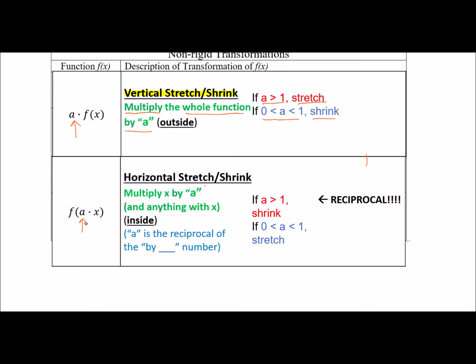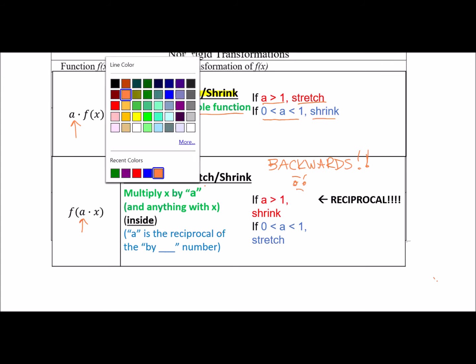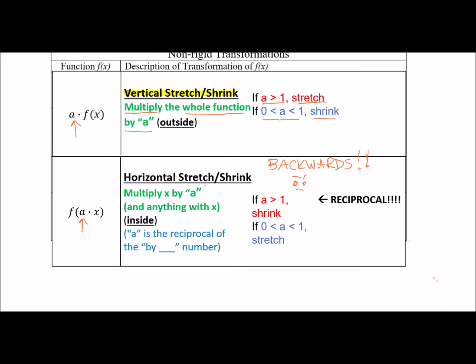Now, let's go to horizontal. Right away, you need your brain to start saying something inside it. It should say this word, backwards. Horizontal's always backwards. Highlighter. If it says horizontal, it's backwards.